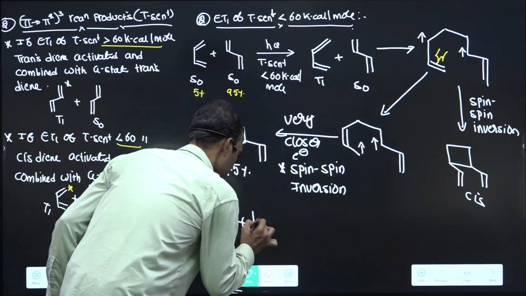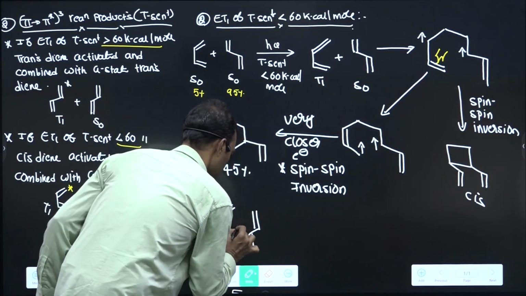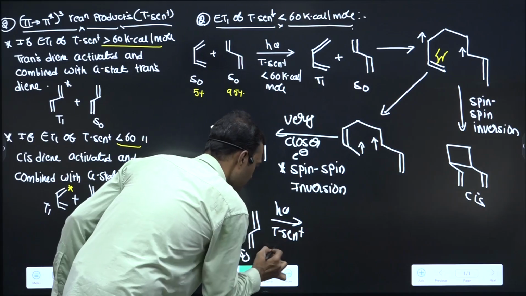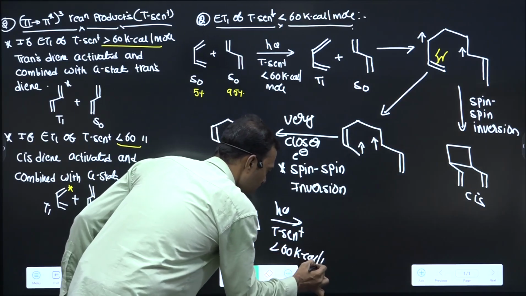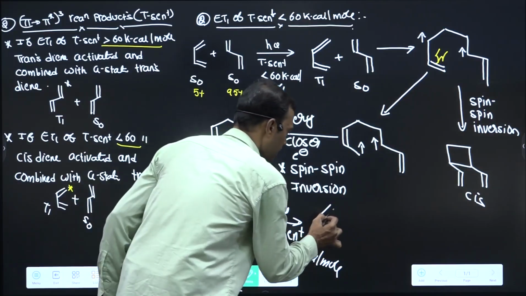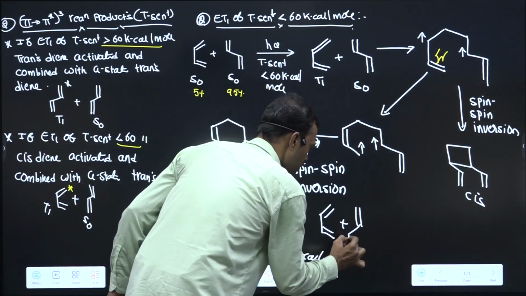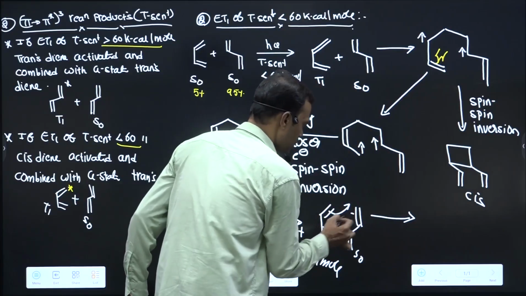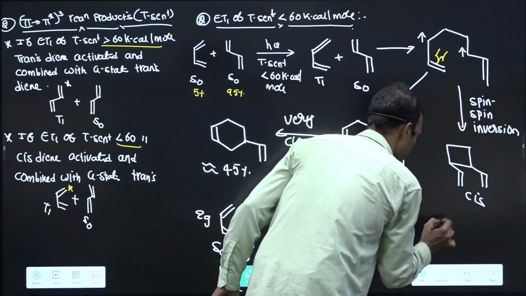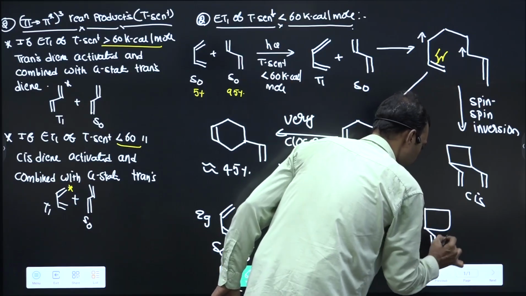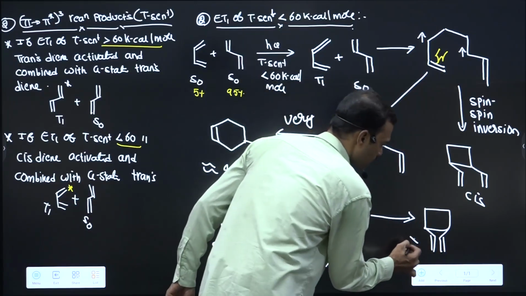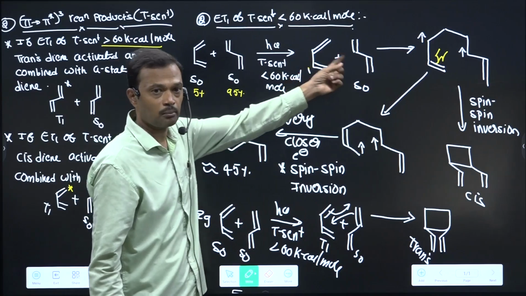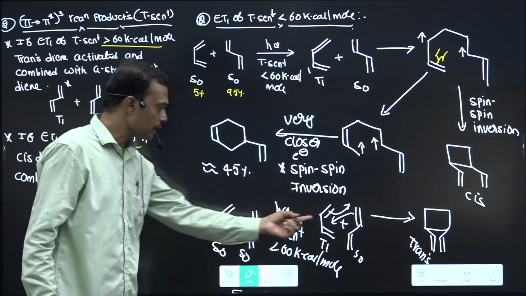If I take cis and if I take trans, both are initially ground state. Photochemically activated, triplet sensitized, energy less than 60 kilocalorie per mole. Then which is activated? Is cis activated or not? When cis is activated, trans will be ground state. When these two combine together, you will get a 4-membered ring and the 2 double bonds are inside. If 2 double bonds are inside, your answer is trans. In this, which is activated? Cis activated combined with trans.